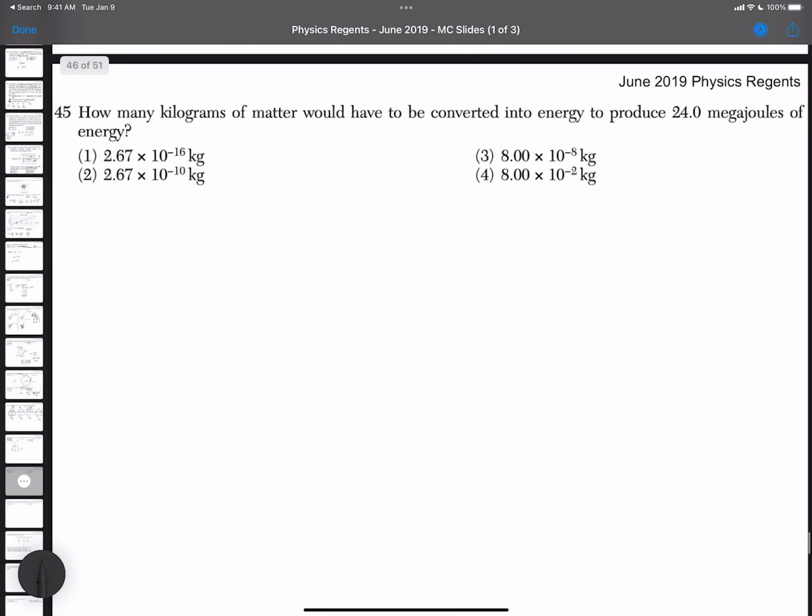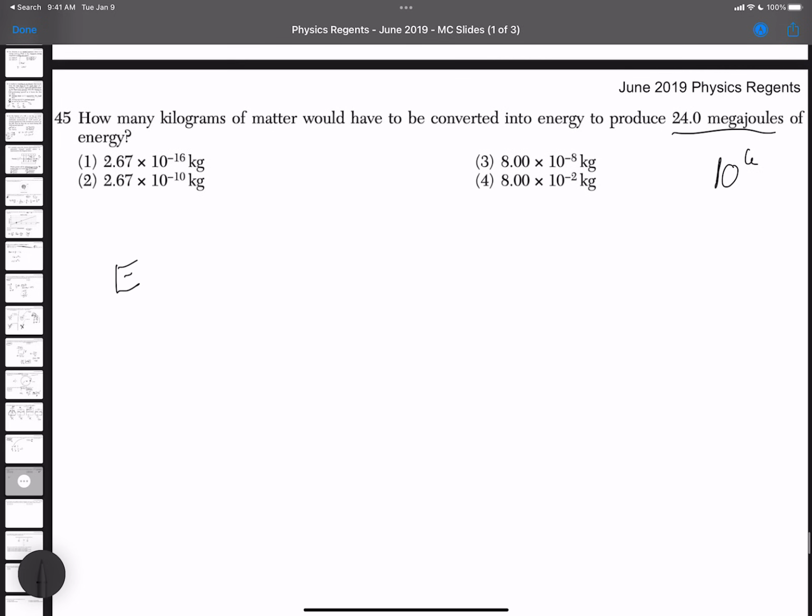All right, question 45. How many kilograms of matter would have to be converted into energy to produce 24 megajoules of energy? All right, so this one's going to require us to do two things. First, we're going to have to get rid of the mega. So if I look at the prefixes for power of 10 on the first page, I see that mega is times 10 to the 6. So my energy is going to be 24 times 10 to the 6 joules.